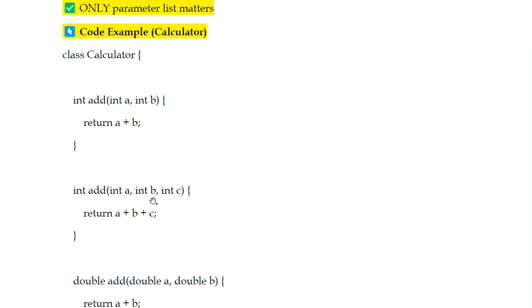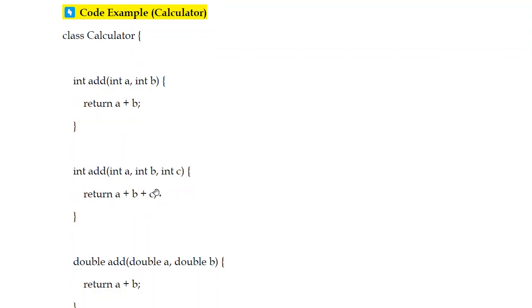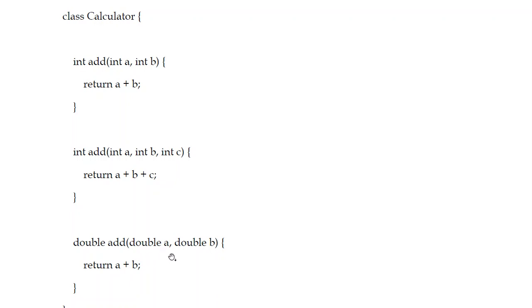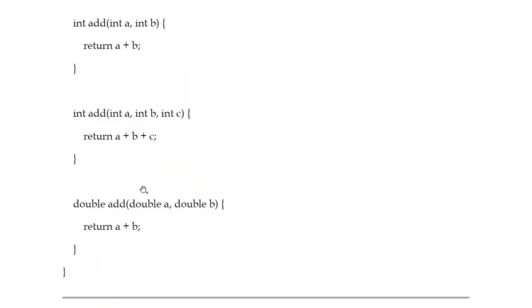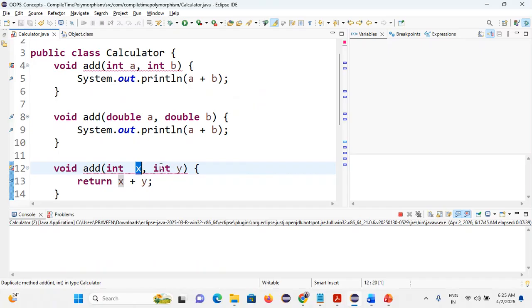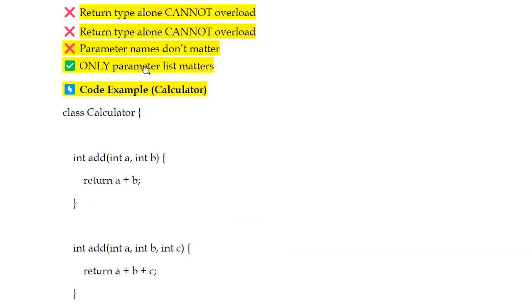So changing by number of parameters. In third function in add, even though two parameters, here also two parameters, but changing the data type, so it is supported. Or we can change the order as a double int, so that is also possible. But which is not possible, by return type alone can't be overload. Parameter names just don't matter. Only the parameter list matters, whether it is a number of arguments or a data type.